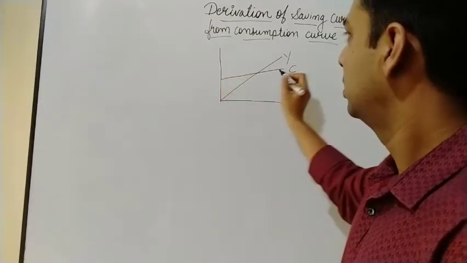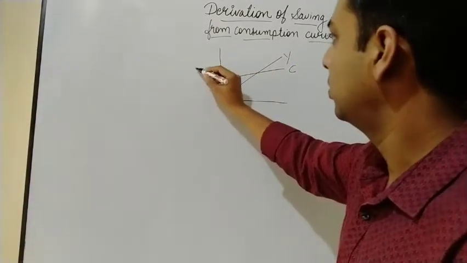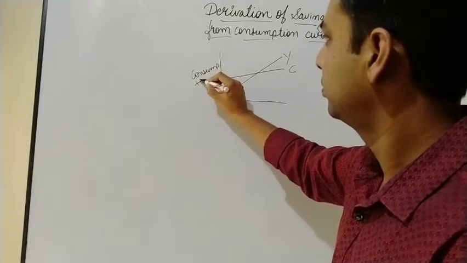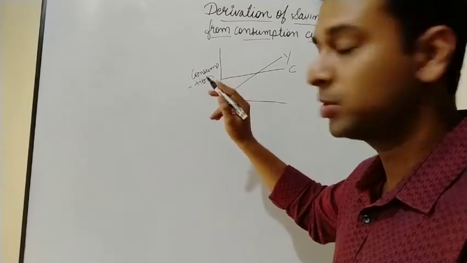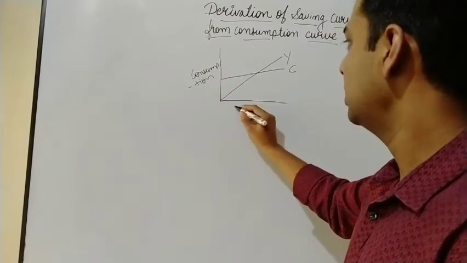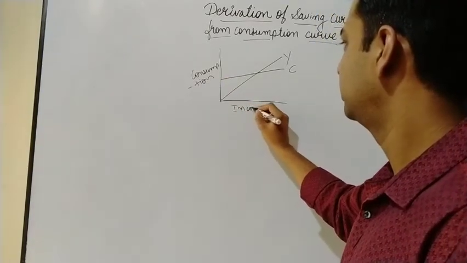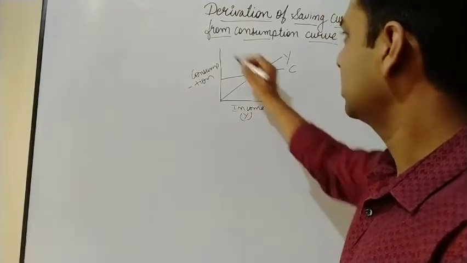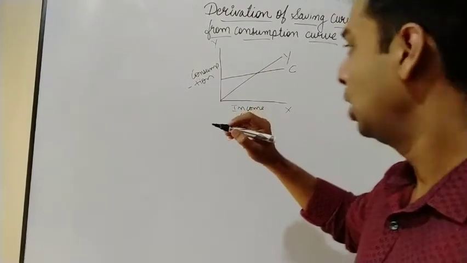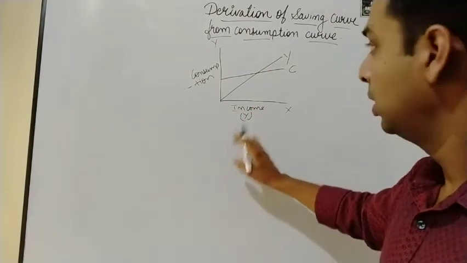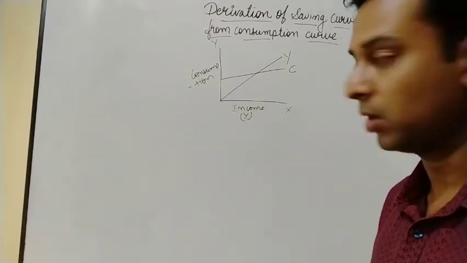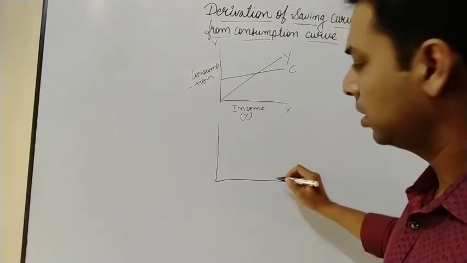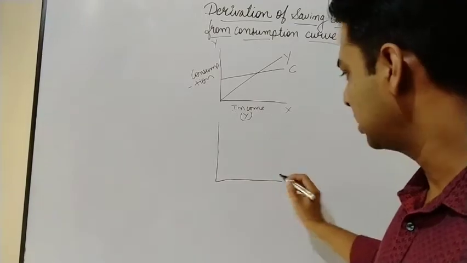This is your consumption curve. And here you can say this is your income, this is Y, with the x-axis, and this is the y-axis. Now after that, we will try to derive this saving curve. For this, at the bottom again we will make the diagram, the same x-axis and y-axis.